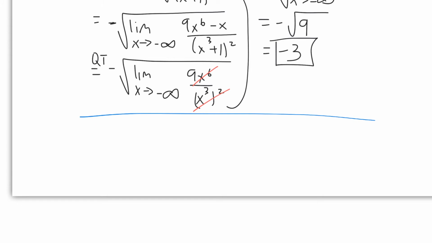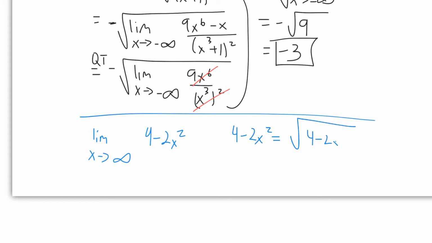We need to clear that up because it would be very disastrous if you encountered something like this. What if you had the limit as x approaches infinity, and maybe part of your question had a 4 minus 2x squared? Well, you might be tempted to say x is approaching infinity, so I'll just take the plus. So I know that 4 minus 2x squared is equal to the square root of (4 minus 2x squared) squared. And you would say, oh, I'm just going to clearly take the positive. But should you? Should you take the positive value?